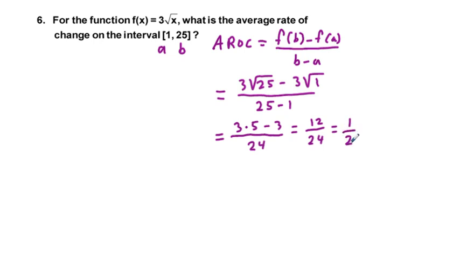Now, according to the principles of the AP test, I really didn't need to simplify beyond the first thing here, 3 times 5 minus 3 over 24. But that's our answer.